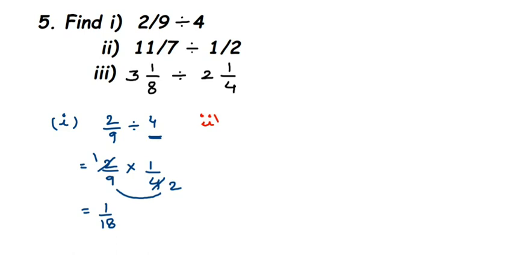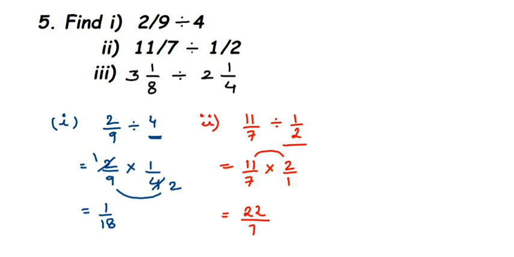Now second one. So it's 11/7 divided by 1/2. So in the first question we had a whole number. Now both the numbers are fractions here. So first number 11/7 will remain same. It will not change. Instead of division, we'll put a multiplication sign. We'll take the reciprocal of the second fraction. So reciprocal of the second fraction is 2/1. 1/2 will become 2/1. Now try to cancel them. So we cannot cancel numbers here. So multiply. So 2 into 11 is 22. So 22 upon 7 ones are 7. So 22 upon 7 is the answer.